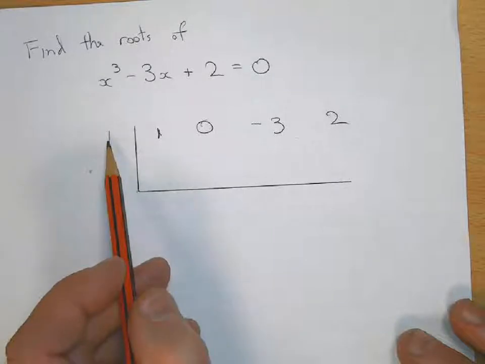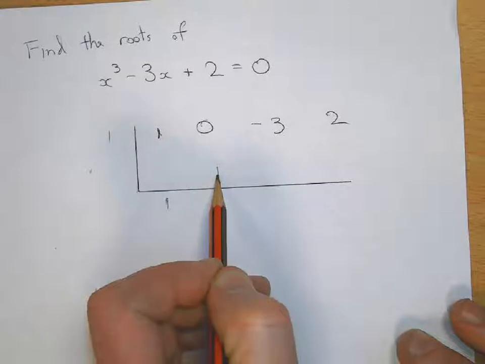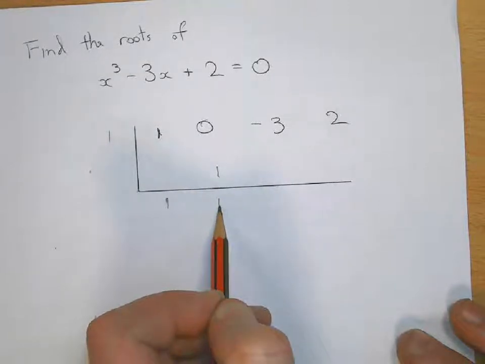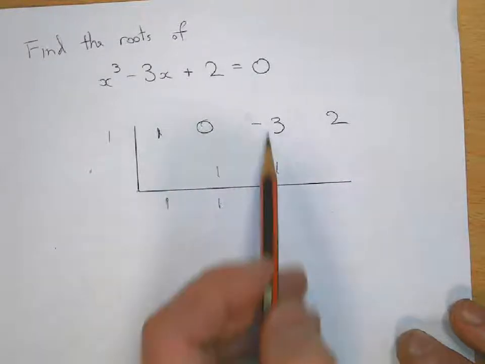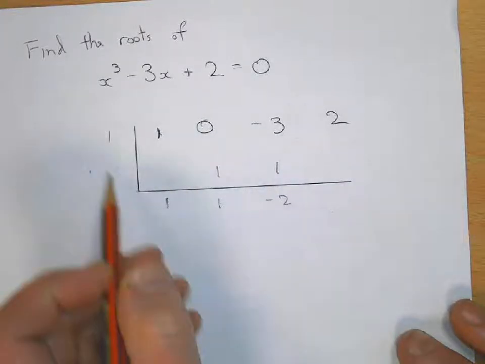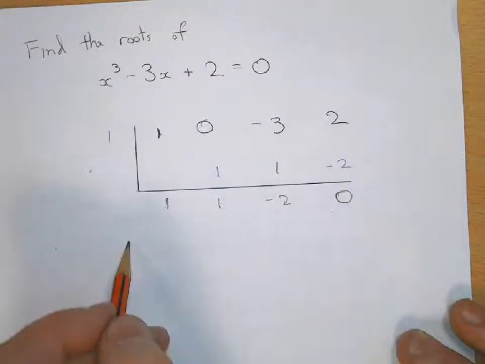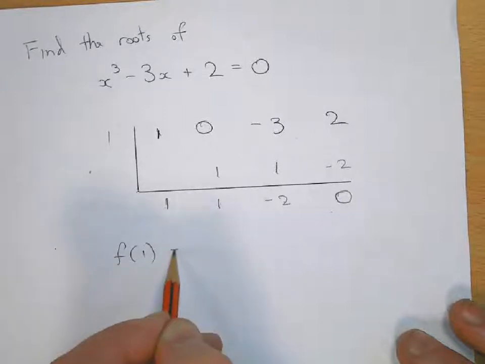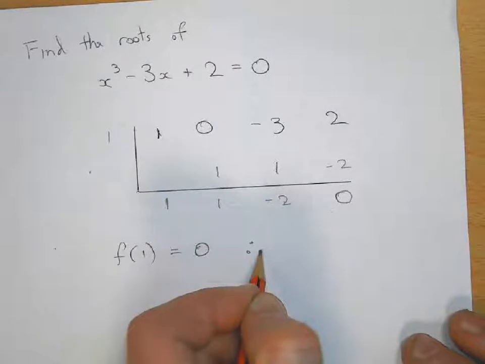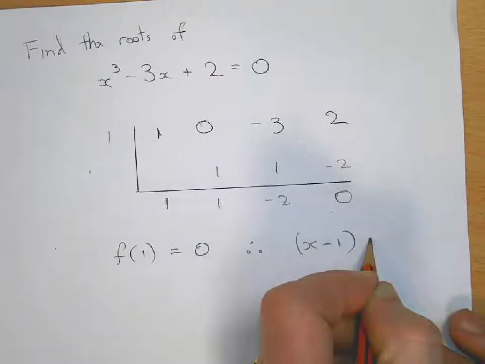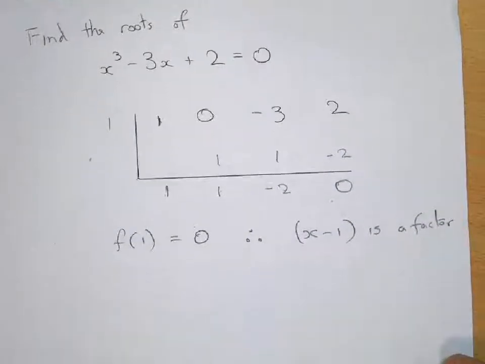So we bring down the 1. First of all, 1 comes straight down. 1 times 1 is 1. Add those together, you get 1. 1 times 1 is 1 up here. You add those together, you get minus 2. 1 times minus 2 is minus 2. And we end up with 0. So that means the value of the function when x is 1 is 0. Therefore, x minus 1 is a factor. So we've got the first factor.